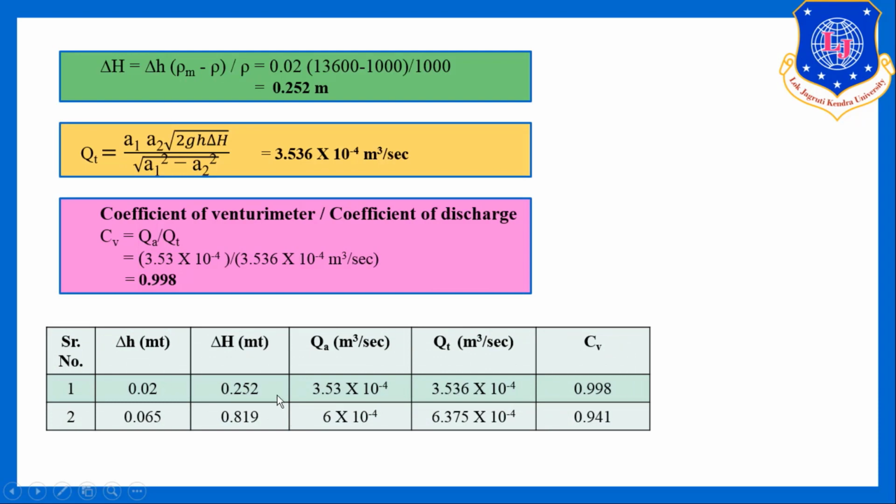So at the end, we have to write down the result table. In the result table, we have to mention small delta H, capital delta H, actual volumetric flow rate, theoretical volumetric flow rate, and coefficient of venturimeter. For the first reading, we have calculated all these values, and these are the values for the second reading. Right? So this is our result table.